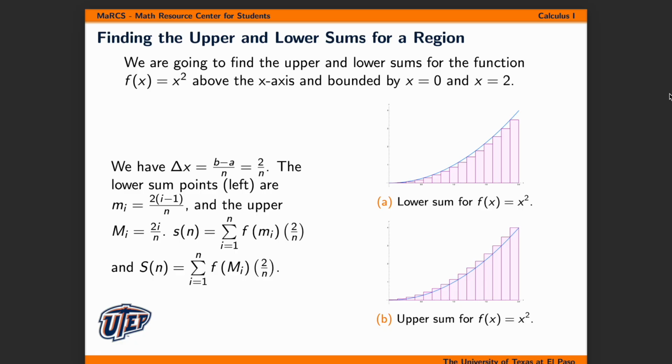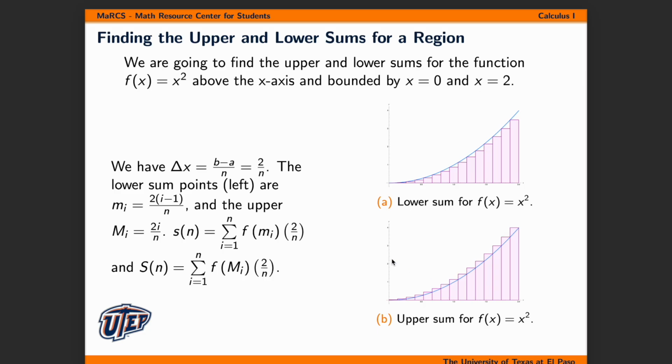The upper and lower sums for the function f of x equals x squared, above the x-axis bounded by x equals 0 and x equals 2. So we see that for the lower sum we will be using the left endpoints for this part A. We see that for the lower sum we have an under approximation, and then for the upper sum we will be using the right endpoints, and this is an over approximation.